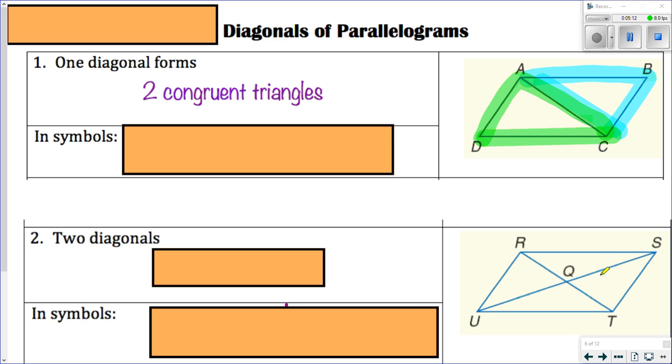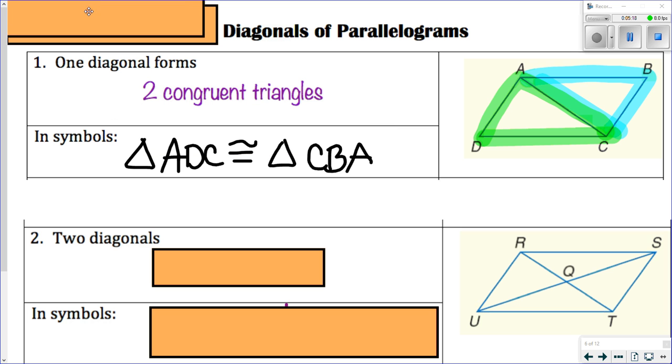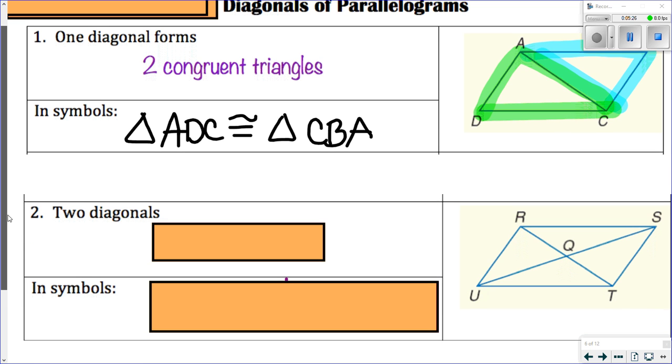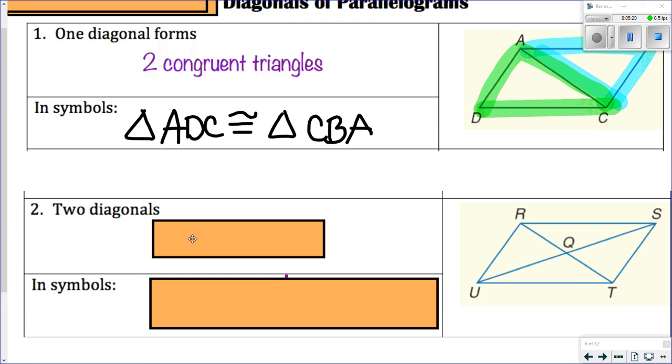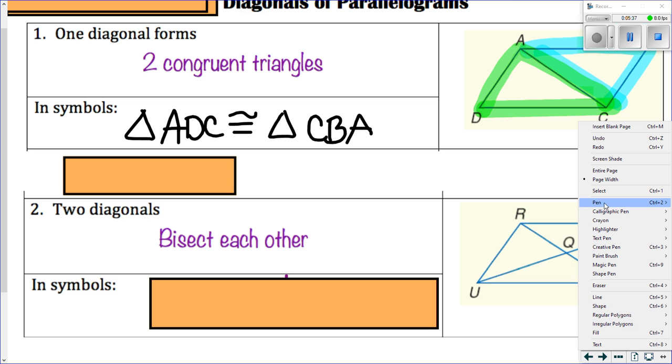So two congruent triangles. And in symbol form, we will have triangle ADC is congruent to triangle CBA. And the second thing with diagonals is that if you have two diagonals, as you see in the diagram, then they bisect each other. So that I will mark to show.